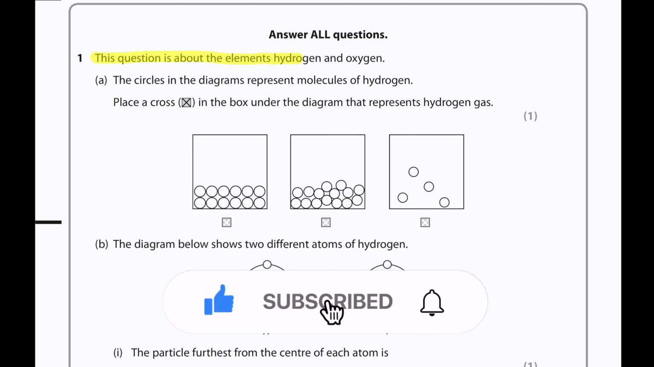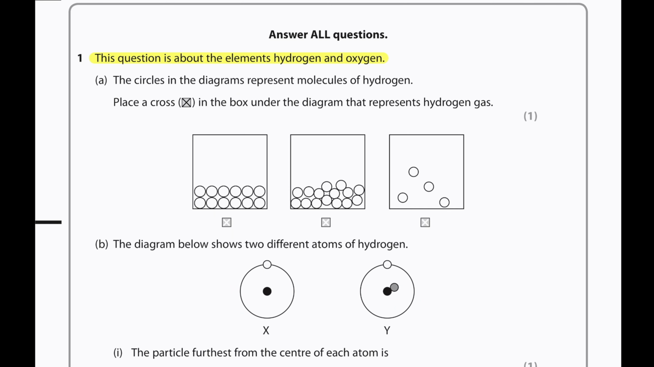This question is about the elements hydrogen and oxygen. The circles in the diagram represent molecules of hydrogen. Place a cross in the box under the diagram that represents hydrogen gas. The gas molecules will be far apart.